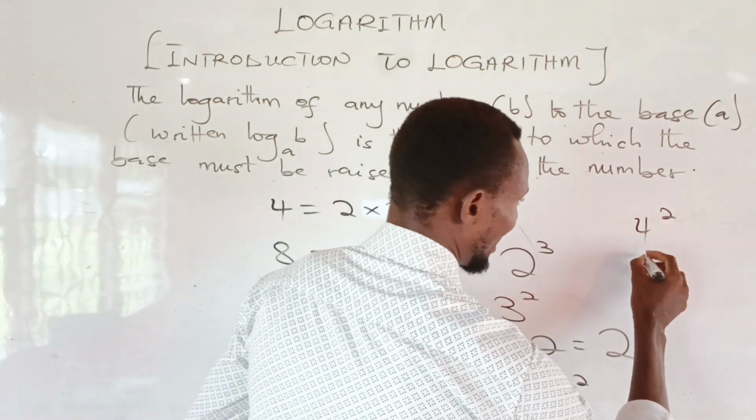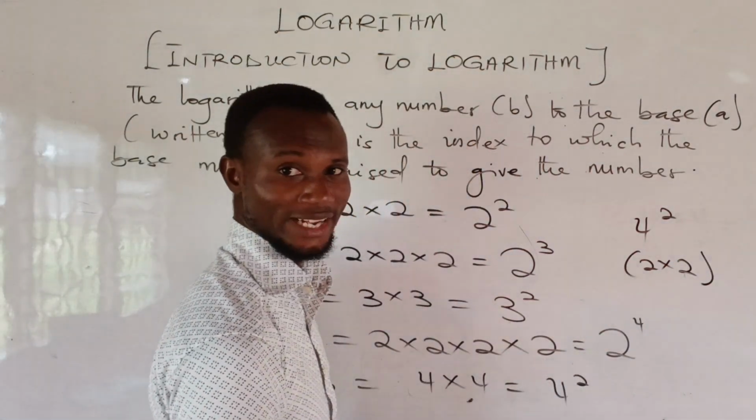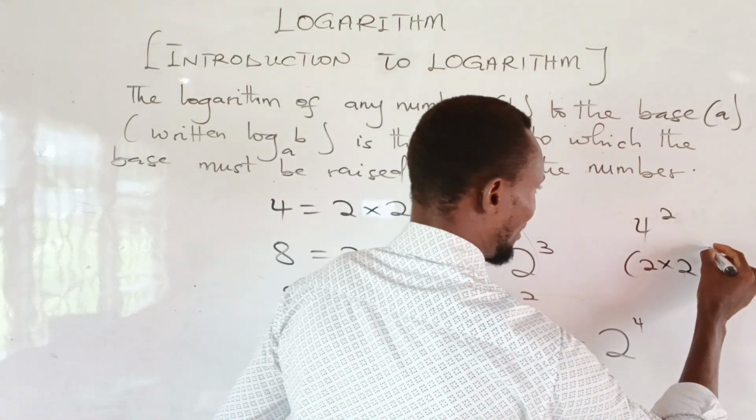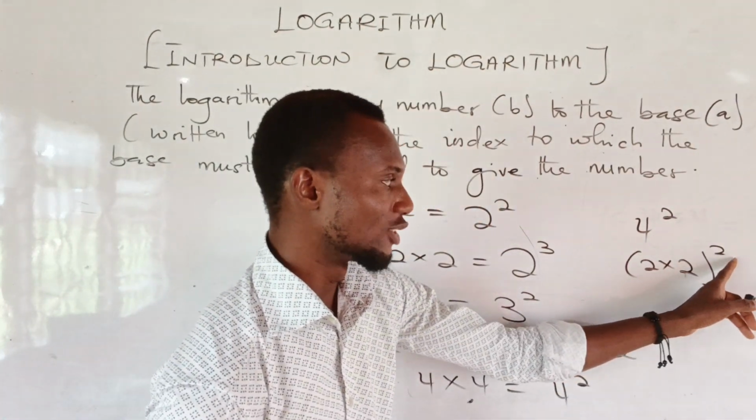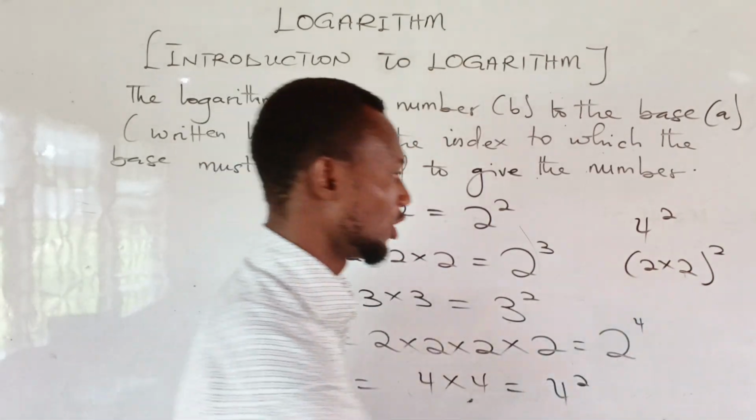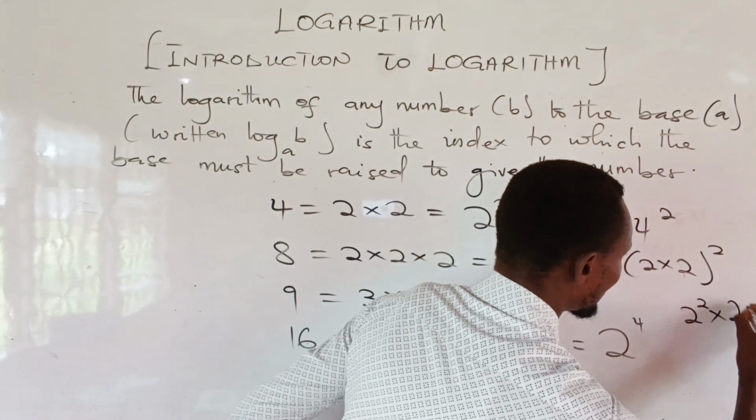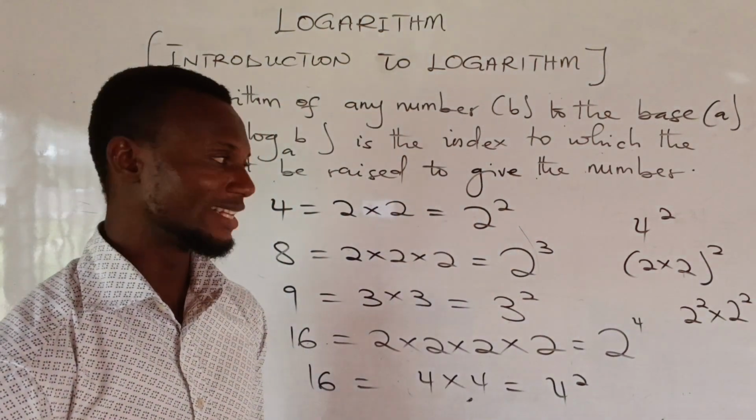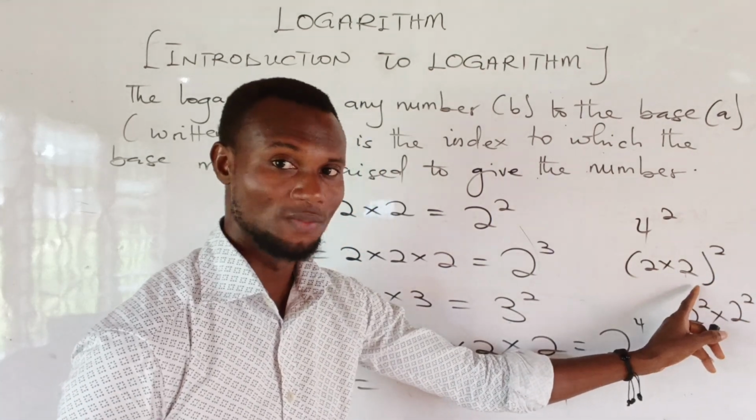So this 4, I can write it as 2 times 2 in a bracket like this, and don't forget to bring your power 2, which is here. Are you okay with it? Now, this power 2 affects the 2 here and also affects the 2 here. So it's going to be 2 to the power 2 times 2 to the power 2. I hope you understand. The power 2 affects this and also affects this as well.